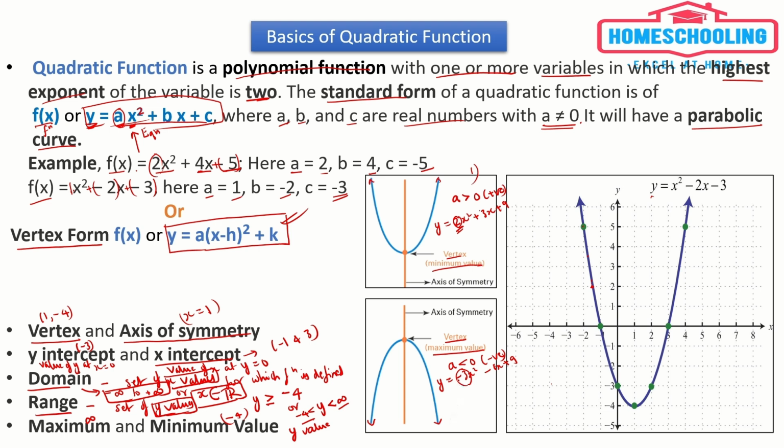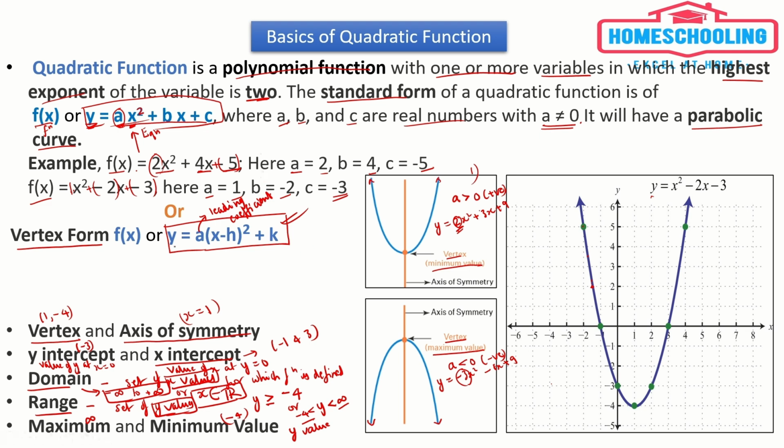Now, I've taught you earlier that there is one more form of quadratic equation, called the vertex form, where f(x) or y is equal to a times (x minus h) whole square plus k, where a is called the leading coefficient.